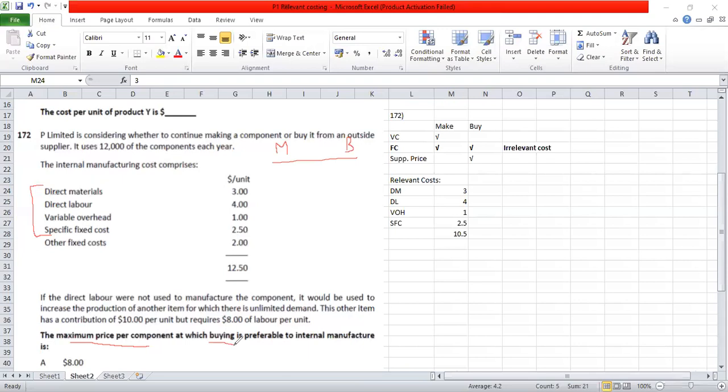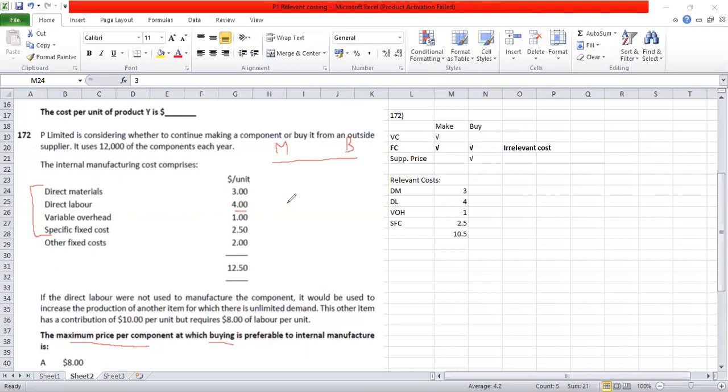Let's say if the direct labor were not used to manufacture the component, it would be used to increase the production of another item for which there is unlimited demand. This other item has a contribution of $10 per unit, but requires $8 of labor per unit. Present cost which they are using for labor is 4.